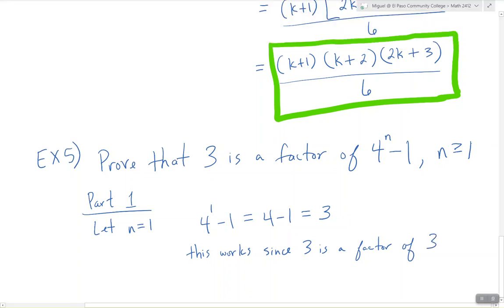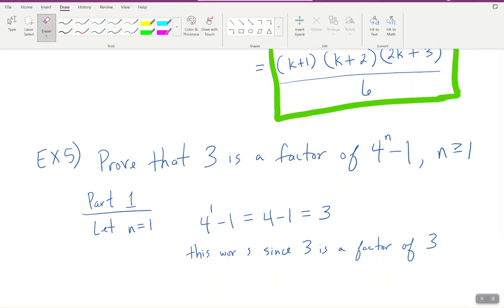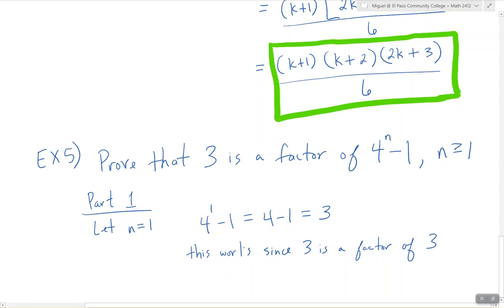Since I can write 3 as 3 times 1, that means it has 3 as a factor, right? So 3 is a factor of 3, 3 is a factor of 6, for example, 3 is a factor of 9, 3 is a factor of 12, and so on. So the base case works. We can move on to part 2.